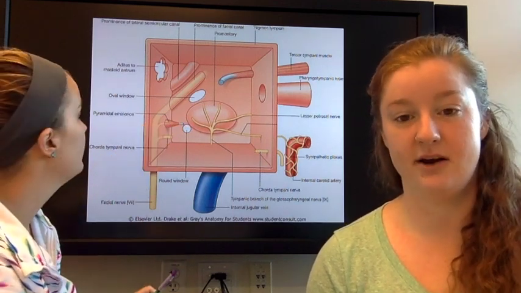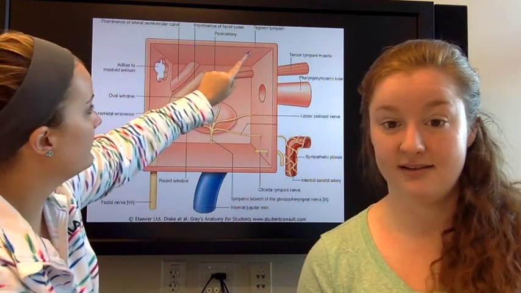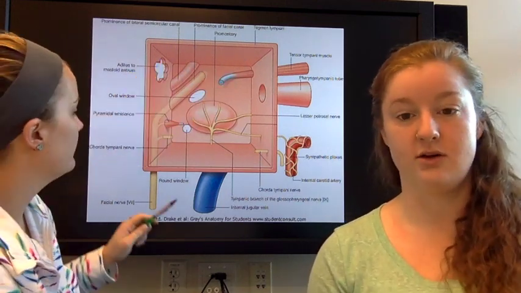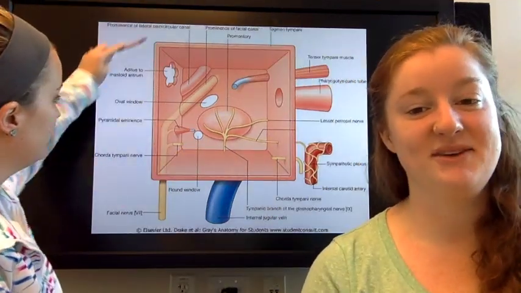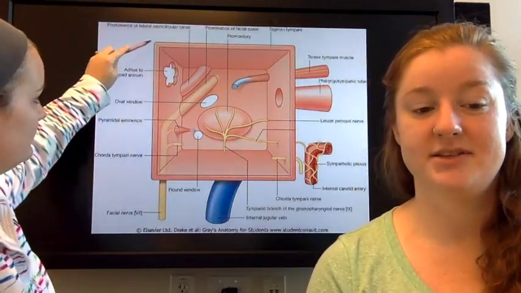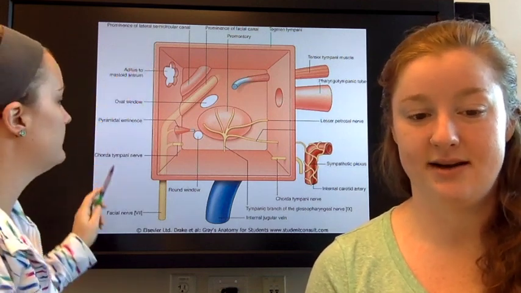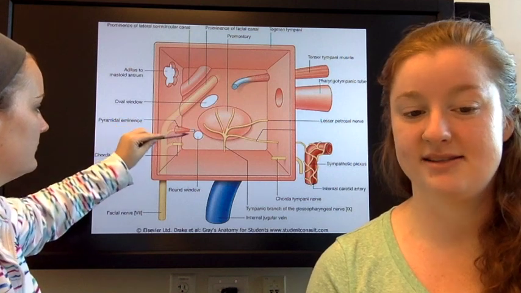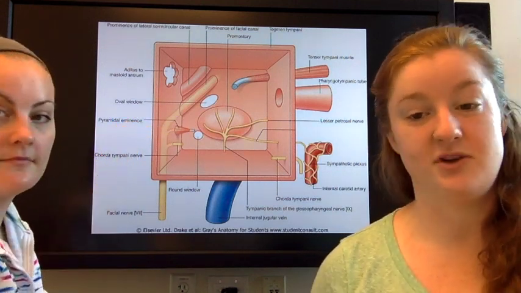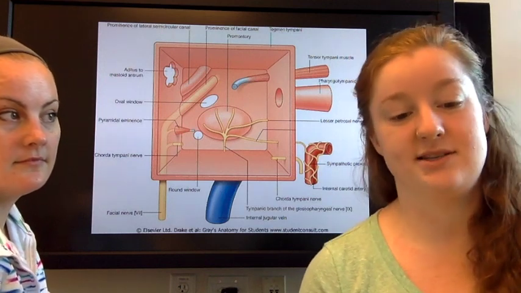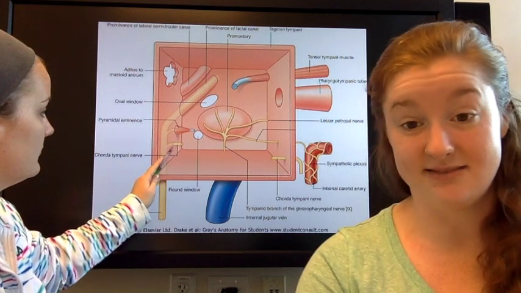Next, we have the superior wall, or the ceiling, which is the tegmen tympani. And then on the inferior wall, or the floor, we have the jugular fossa. And next we have the posterior wall. The posterior wall has the tympanic aditus, which is the entrance into the mastoid air cells, the pyramidal eminence, which houses the stapedius muscle, the fossa incudis, which you can't see on the cube, but it houses the short process of the incus, and the chorda tympani nerve, which innervates the tongue.